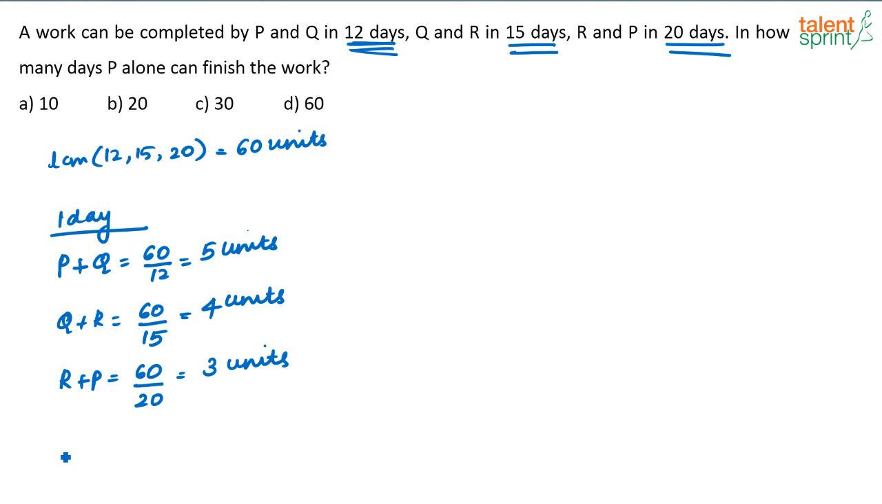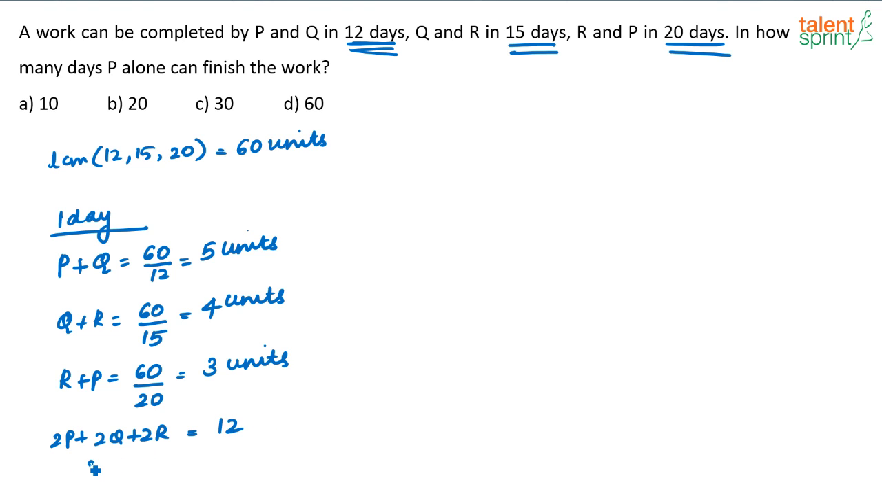Now, if I add all of these, what do I get? See, I am just adding these three equations. See, I have P plus Q is 5, Q plus R is 4, and R plus P is 3. Or I can say, if I add all this, what will I get? I will get 2P plus 2Q plus 2R, which is equal to 12, right?